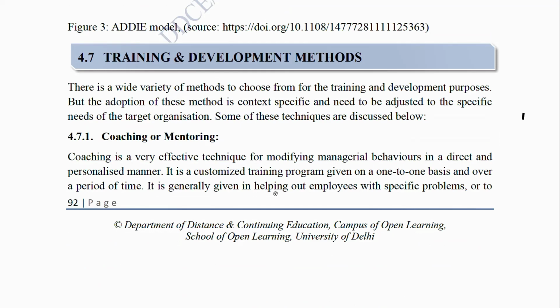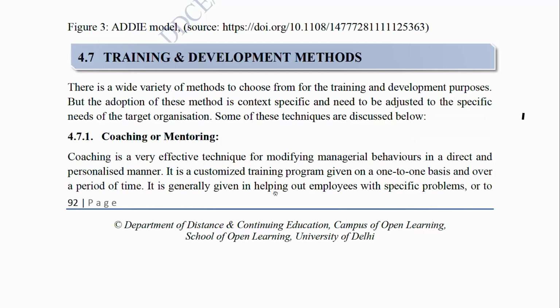4.7 Training and development methods. There is a wide variety of methods to choose from for training and development purposes, but the adoption of these methods is context specific and needs to be adjusted to the specific needs of the target organization. Some of these techniques are discussed below.